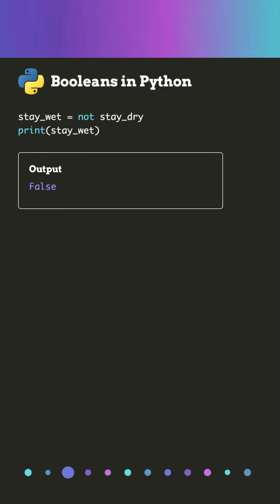Finally, let's look at the not operator. The not operator inverts the truth value of stay dry, resulting in stay wet being false.